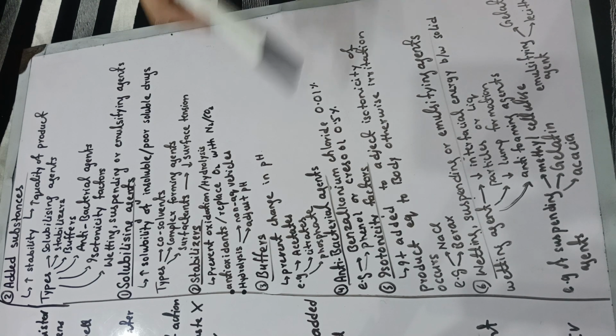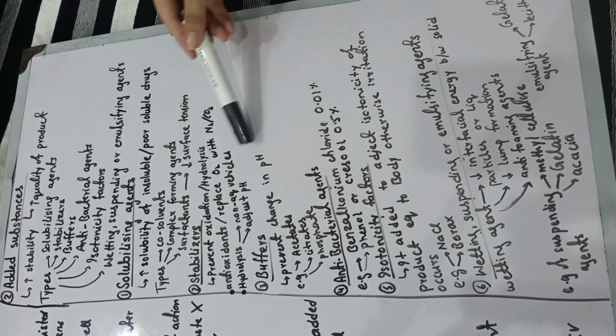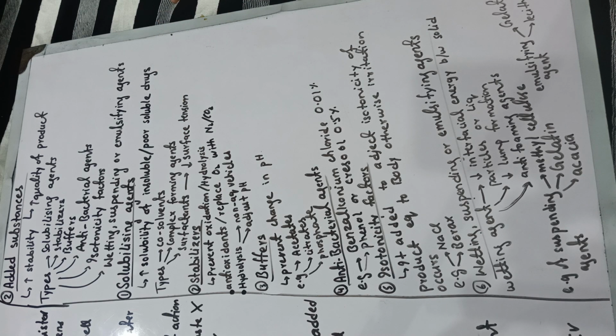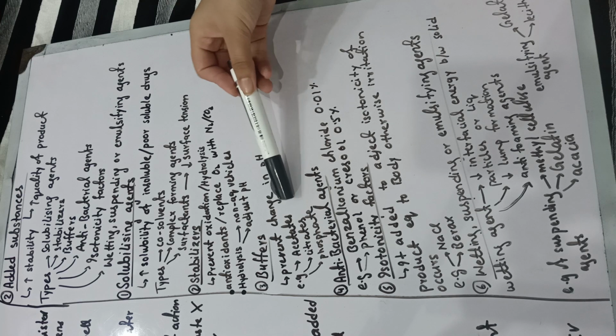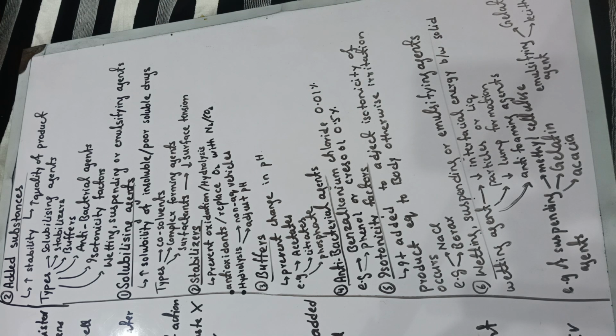Now let's discuss the buffers. They are used to prevent a change in the pH. You know when the pH changes, it can cause serious side effects. Therefore, we add buffer in our suspension or in our solutions. Examples of it are acetate, citrate, and phosphate.